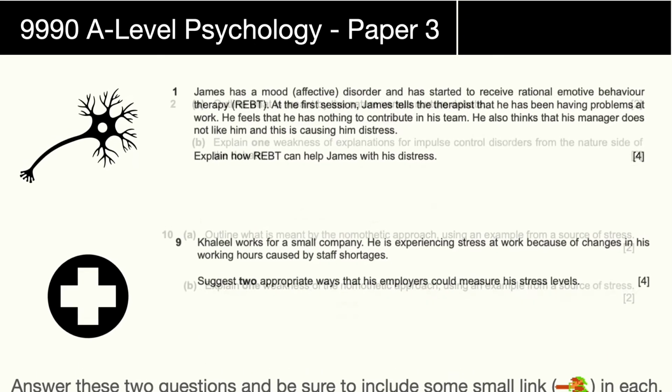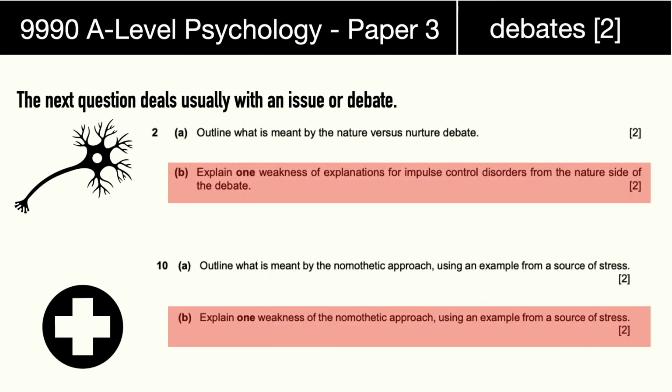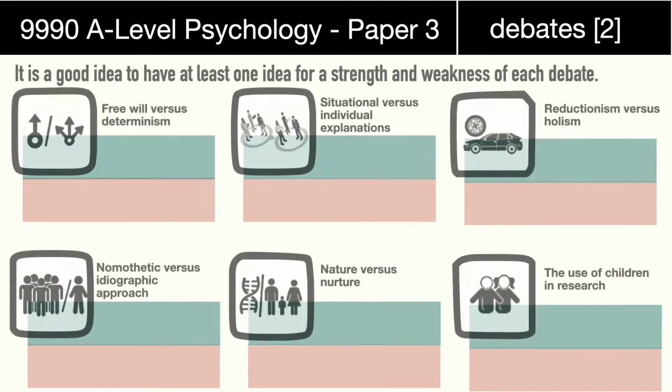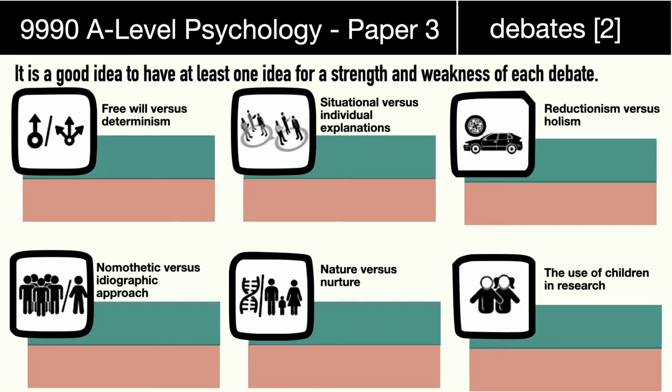The next question often asks you to evaluate one of the debates. So here we have, again, clinical and health. One of the evaluations is asking for how the nature side of the debate could have a limit or a weakness, and the other one is about the limit of the nomothetic approach. Therefore, it is a good idea to go through all of the evaluative points that you could make, the debates, and try to think of a strength and a weakness of each side of that debate. What is a weakness of free will? What is a strength of free will?